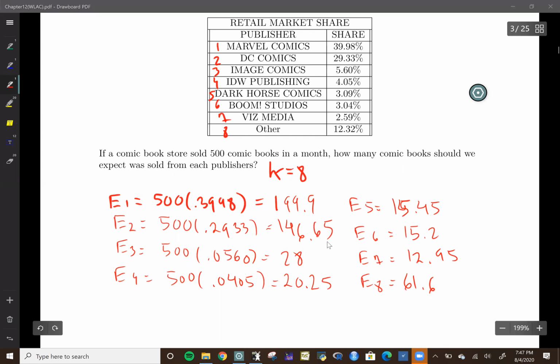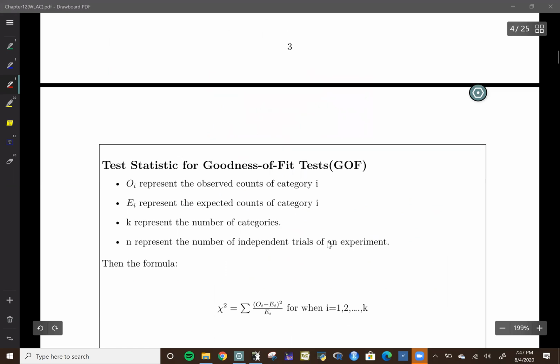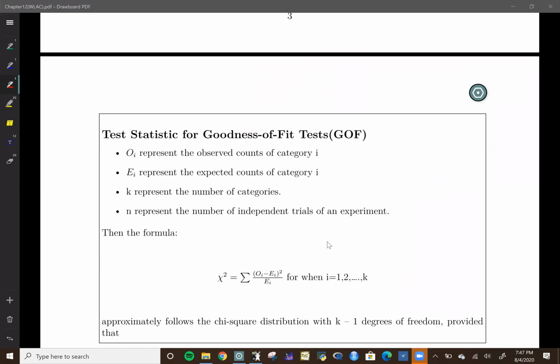So let's scroll on down. Here is our goodness of fit test. The goodness of fit test is going to have something called O_i, which just represents the observed count.